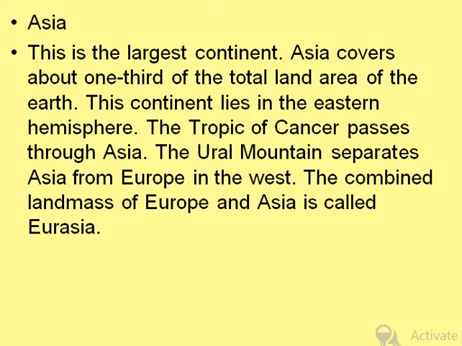Now let us discuss about the different continents of the world. Asia. This is the largest continent. Asia covers about 1/3 of the total land area of the earth. This continent lies in the eastern hemisphere. The Tropic of Cancer passes through Asia. The Ural Mountain separates Asia from Europe in the west. The combined landmass of Europe and Asia is called Eurasia.